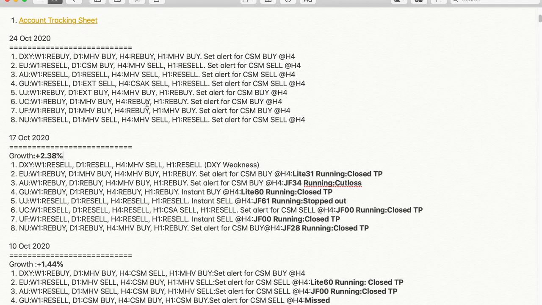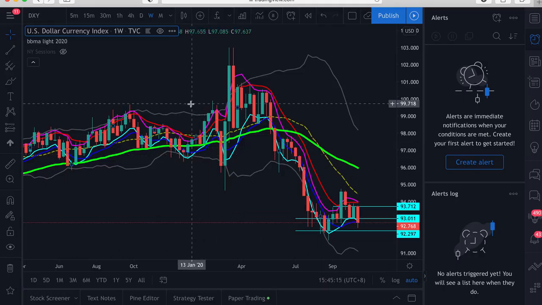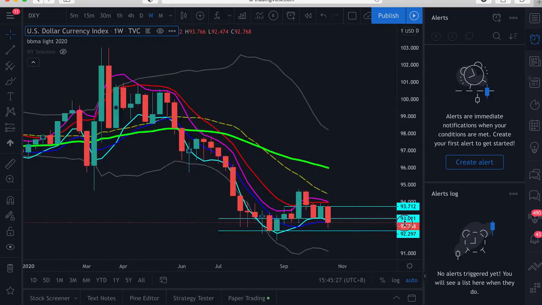Okay, let's go to this week's trade setup. For that, we're gonna go to TradingView. For the start, we're gonna look at DXY as the USD currency index guidance. As you can see, currently DXY is at MA 510 low. So this is a re-entry buy setup for us.